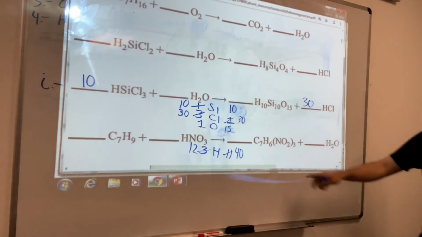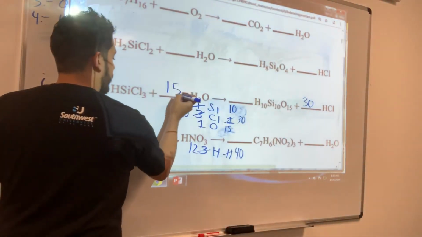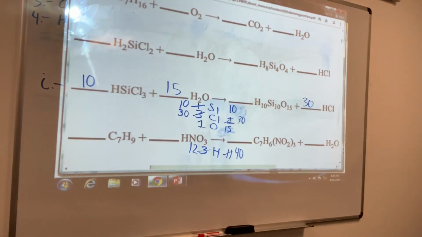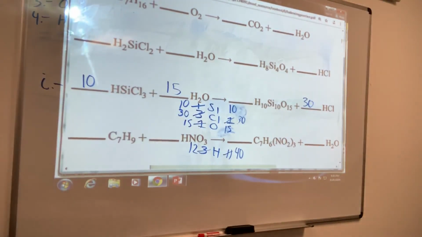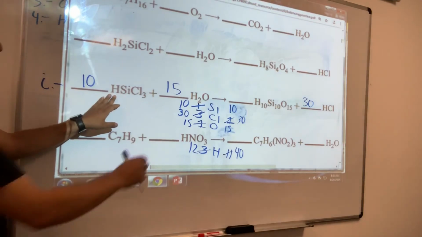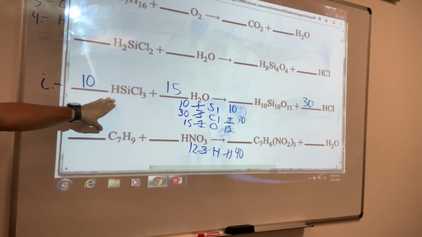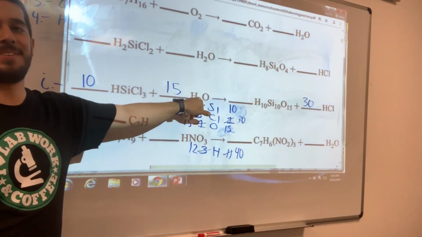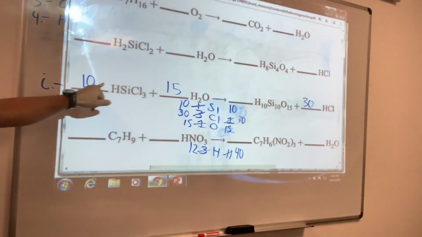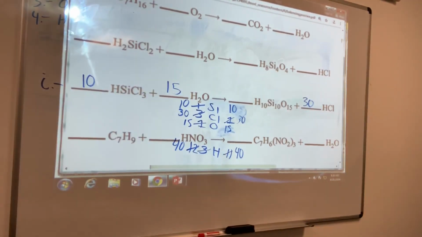Oxygens. So I have 15 here, and I have one. So what do I have to put here? 15? Good. That's good. 15. What did I mess up on the left side? Hydrogens, right? So I have 10 plus... That looks like a 40. Right, I have 10 here plus 15 times 2. 15 times 2? 30, right? Plus 10. 40. It's not that obscure when you follow the rules. Right? That got a little crazy.